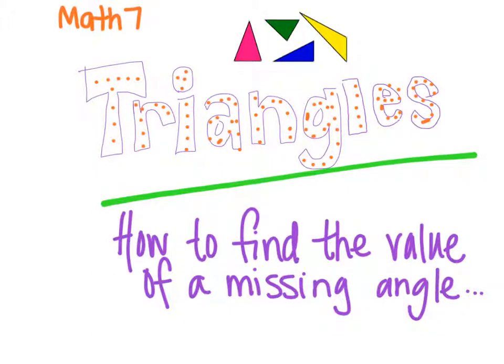Today we are going to build on the lesson that we did previously on how to find a missing angle for complementary and supplementary angles. Today our focus is going to be on a triangle. How can I find a missing angle inside any triangle?